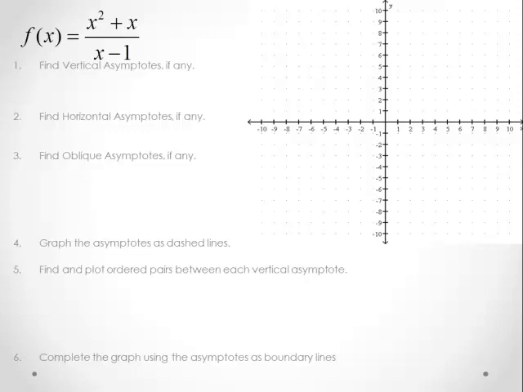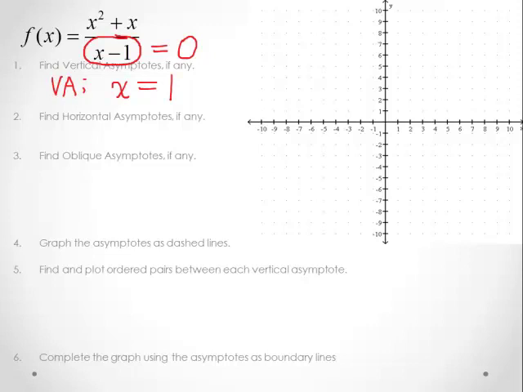f of x is equal to x squared plus x divided by x minus 1. So to start off, we'll find vertical asymptotes, if any. So we look at the denominator. So if we set that equal to 0, you just have to add 1 to both sides. So there is a vertical asymptote. There's just 1 at x is equal to 1.